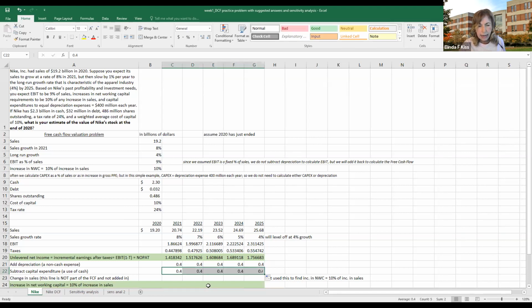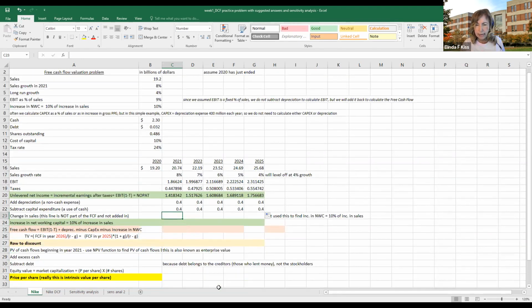Now, I need to find the change in sales in order to find the increase in net working capital. I'm going to italicize this row because it's not something that is going to be part of my DCF. It's just used to calculate the next line. So the change in sales will equal the sales of this year minus the sales of the previous year. And I will bring that across.